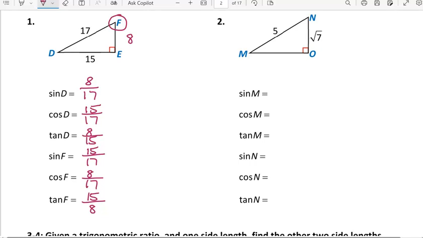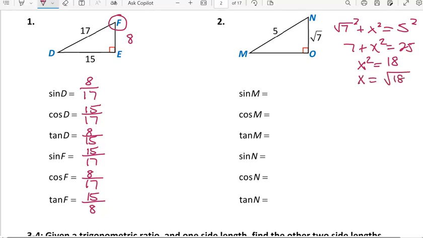Again, we're missing a side, so we can use the Pythagorean theorem to find the missing side. The square root of 7 squared plus x squared is equal to 5 squared. So 7 plus x squared is equal to 25, and that means that x squared is equal to 18. And if we simplify, the square root of 18 is equal to 3 times the square root of 2. So 3 times the square root of 2 is our missing side.